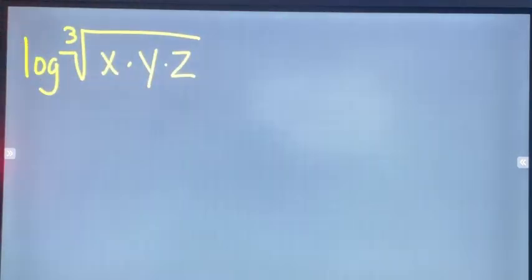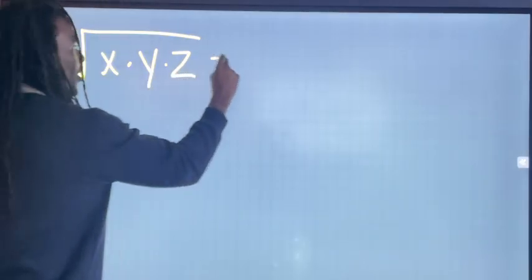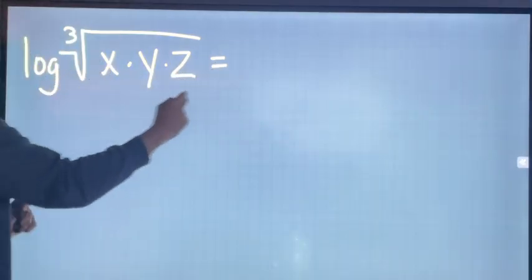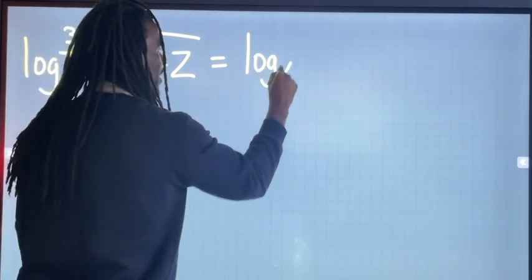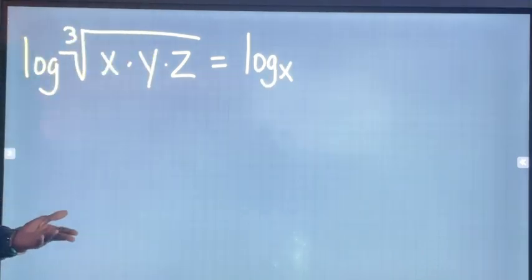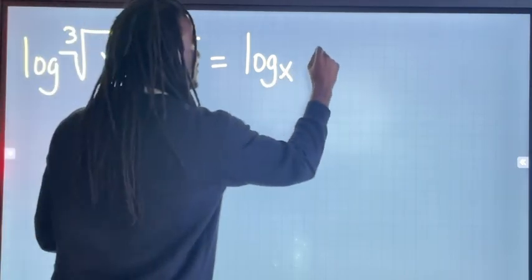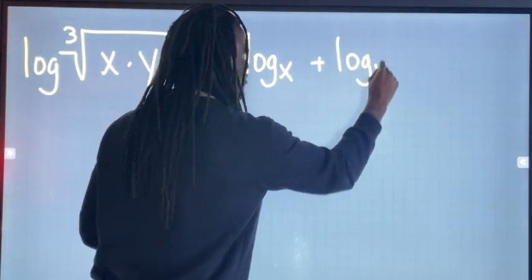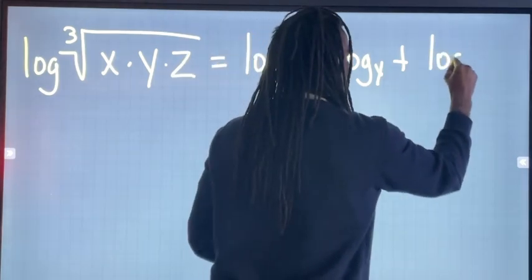So now that you have the log of the cube root, you see that you're multiplying all of these, so we're really adding. Is it the same thing for a square root? Yeah. Watch. First, let's solve this one. This is going to be log x plus log y plus log z, watch where I'm going.